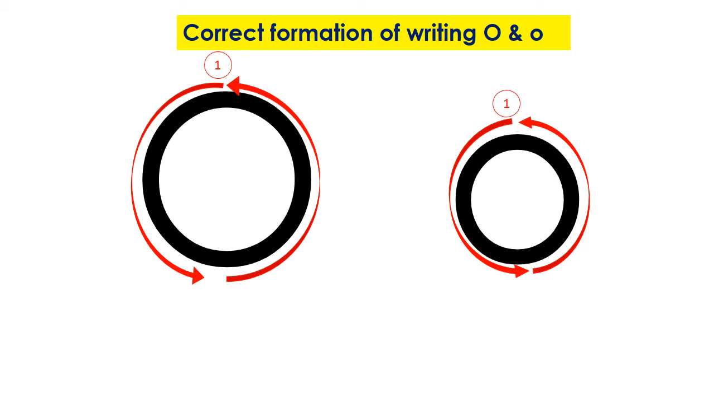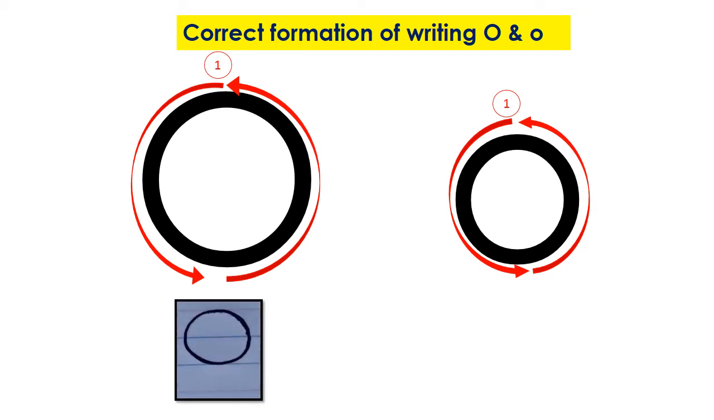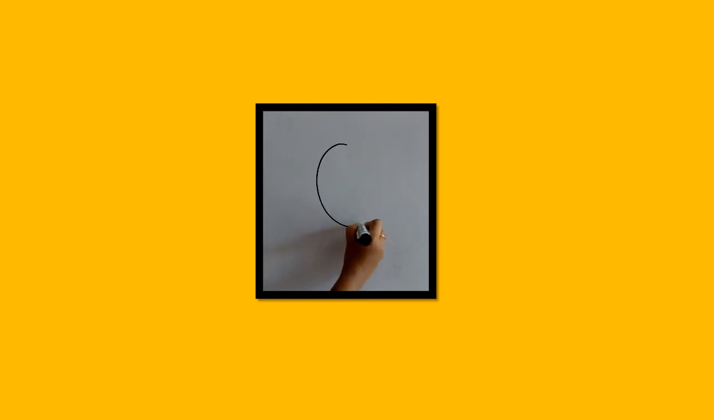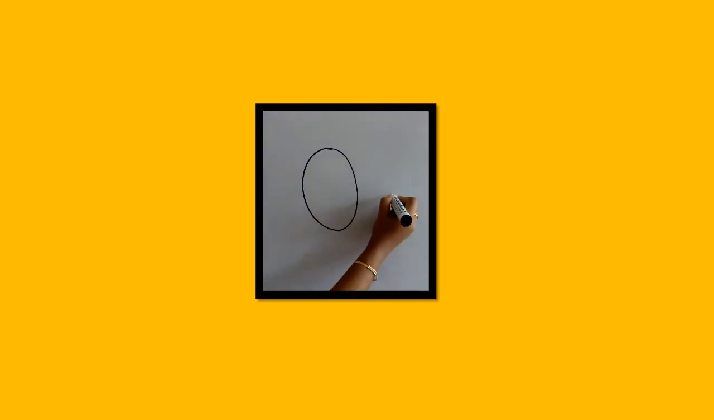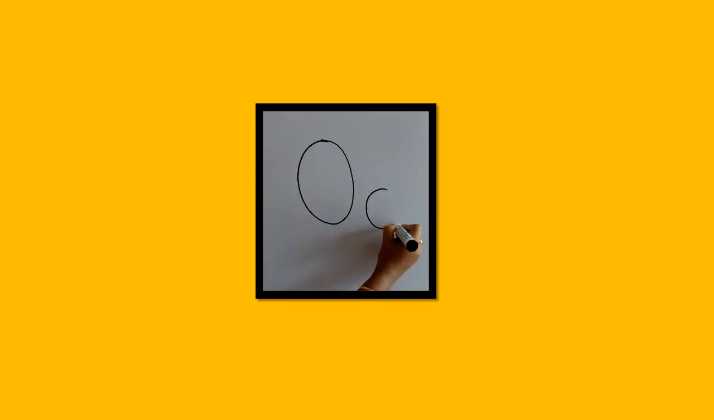Now, let's see how to write capital O in the double rule book. Here, you can see that. Next, we'll see how to write simple O in your double rule book. Here, can you see children? Teacher will show you how to write capital O and simple O on the whiteboard. Just see the formation. Alright.